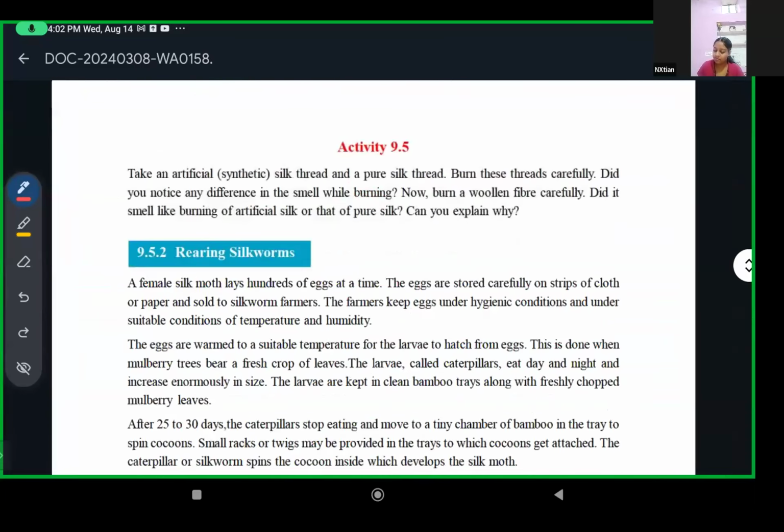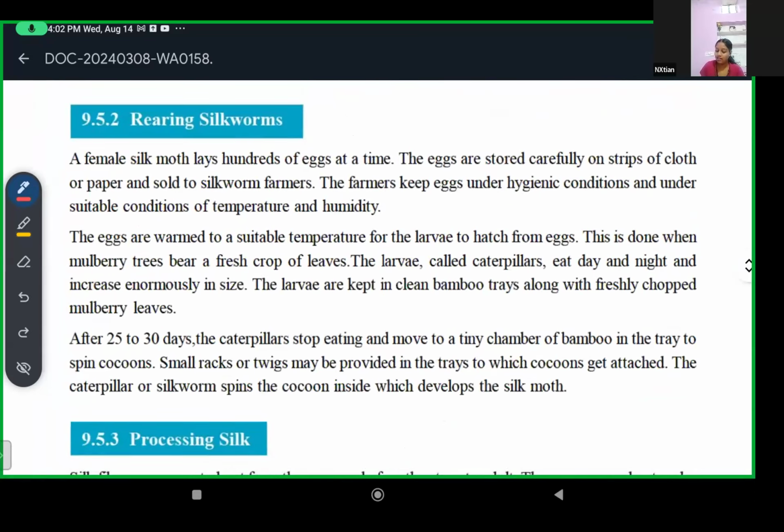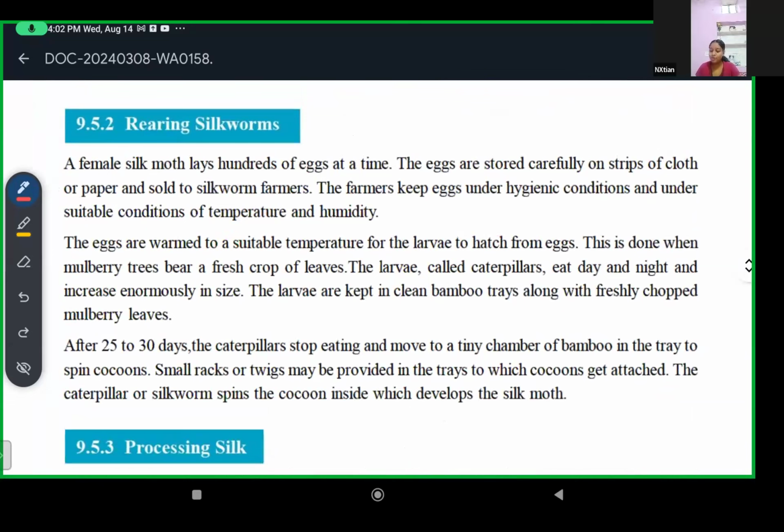Then, rearing of silkworms. How does the rearing of silkworms take place? How do we obtain the silk fibers from the silkworm, and how do we first cultivate the silkworms? A female silk moth lays hundreds of eggs, as I just told. They are carefully stored on strips of cloth or paper and sold to silkworm farmers.